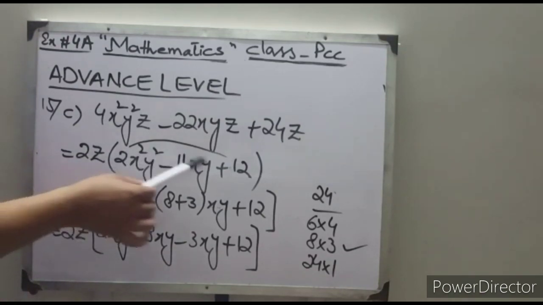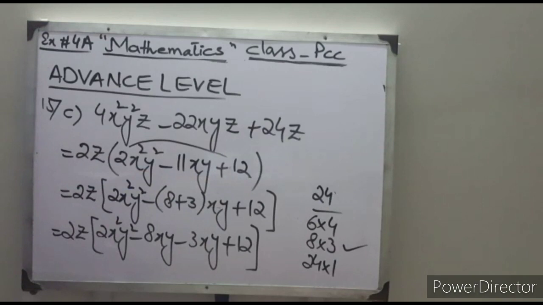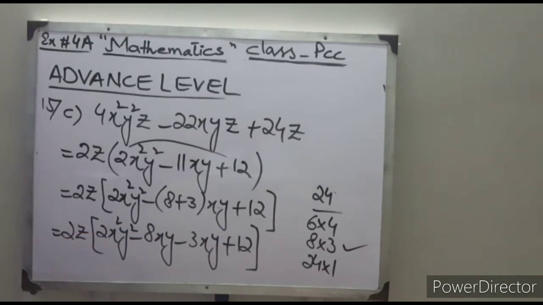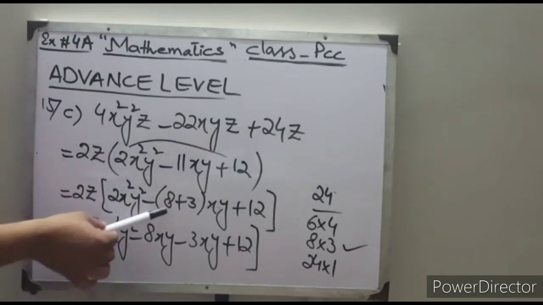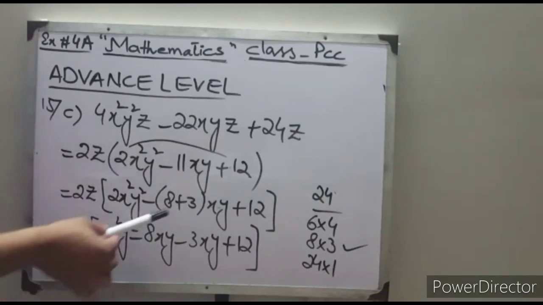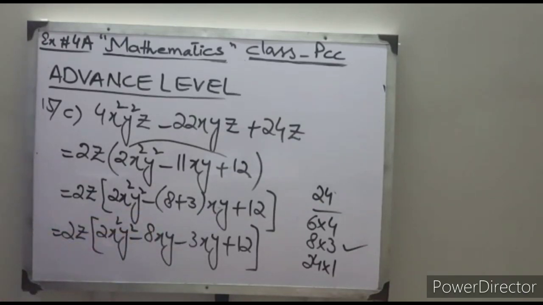Now multiply 2 by 12, we have 24. The pair factors of 24 are 6 multiplied by 4, 8 multiplied by 3, 24 into 1. We have to choose the right pair of factors, that is 8 multiplied by 3, because when we add 8 and 3 we will get the middle value of the expression, which is 11. Now expand: 8 multiplied by xy, we have 8xy, then 3 into xy, minus 3xy.